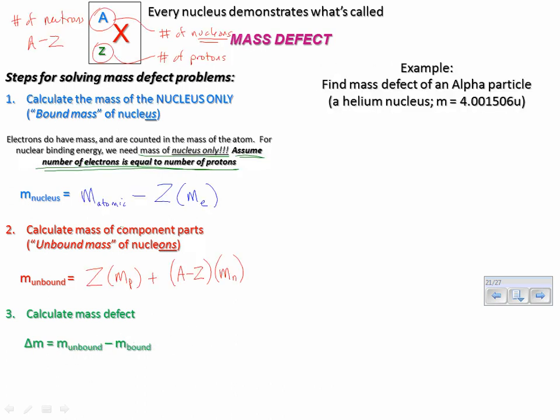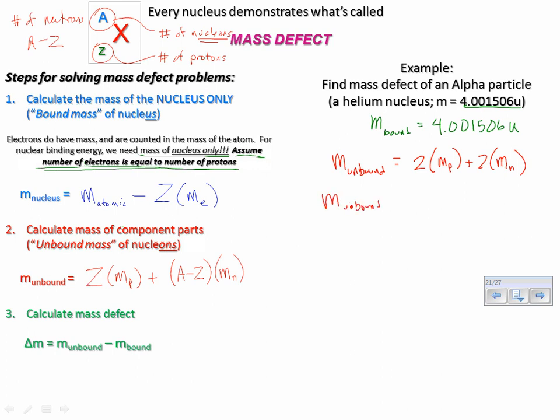So I think we have an example here. Let's find the mass defect of an alpha particle, a helium nucleus, with that given mass. What's nice is we've already been given the bound mass. This is our M bound: 4.001506 u. Now we want unbound. That's going to be 2 protons plus 2 neutrons. So let's see, M unbound.